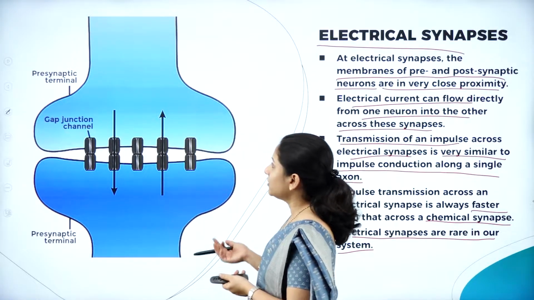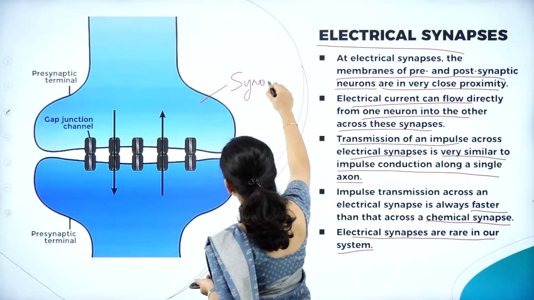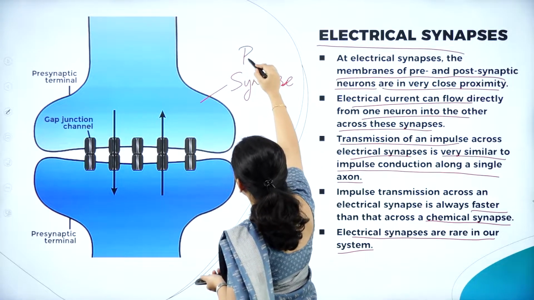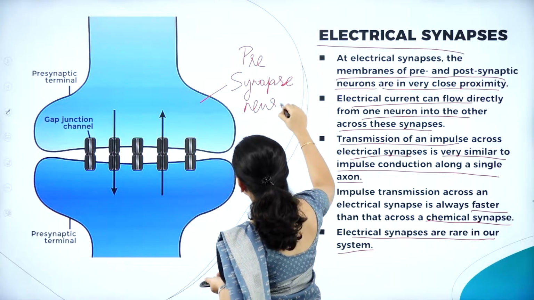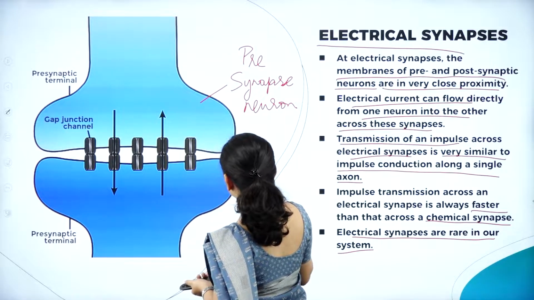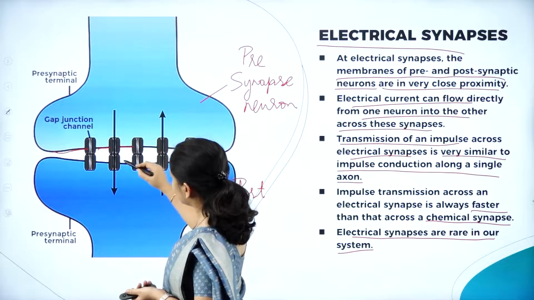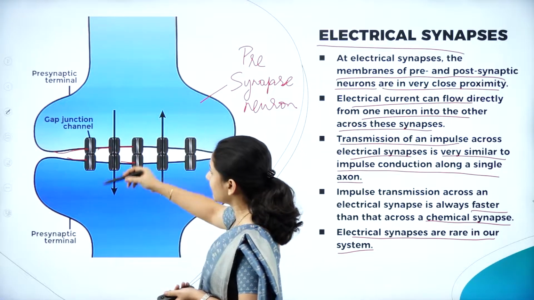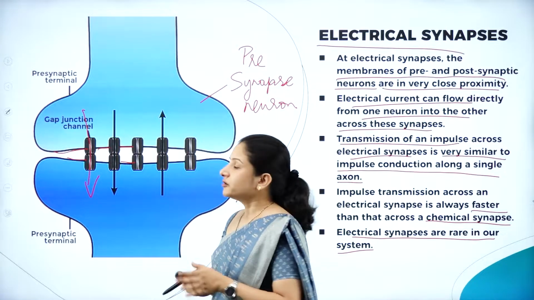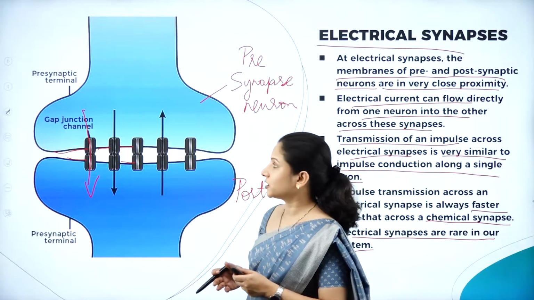So, here I have shown a diagram of the electrical synapse. This is the synaptic knob, or I'll write it as synapse. This is the presynaptic neuron and this is the postsynaptic neuron. Between the pre and the post, between these two membranes, you can see there is close proximity, and therefore the electrical impulses can easily travel directly. So, that is why the transmission of electrical impulses is very fast in this particular case.